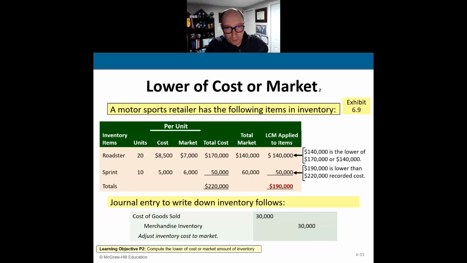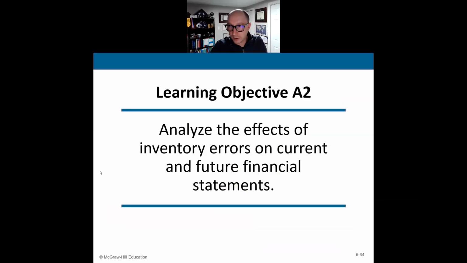And in the second example, the cost is lower than the market price. So just to give you an idea, that's lower of cost or market. Whichever one is lowest is the one that we'll record. It's just a matter of taking units times cost or units times market to get total cost or total market. Very simple calculation.